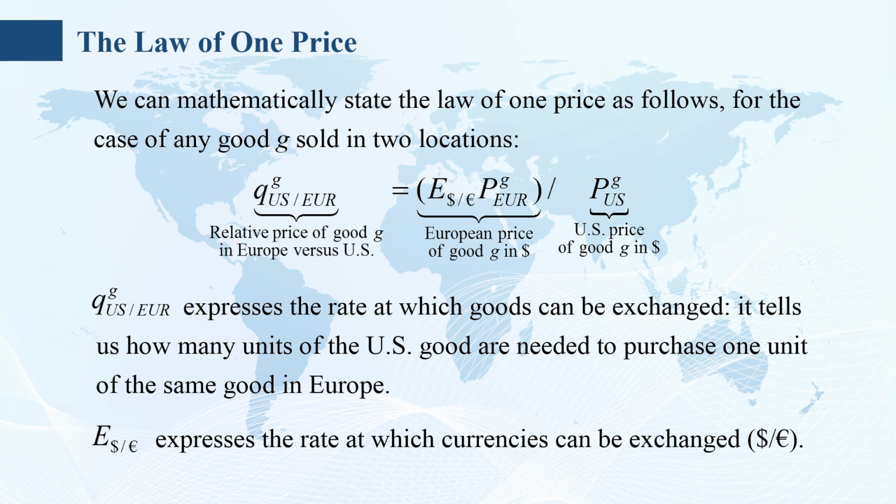Here, P_G^US is the goods price in the United States, P_G^EUR is the goods price in Europe, and E is the dollar-euro exchange rate used to convert euro prices into dollar prices. The relative price of good G in Europe versus US expresses the rate at which goods can be exchanged. It tells us how many units of the US good are needed to purchase one unit of the same good in Europe. E expresses the rate at which currency can be exchanged.